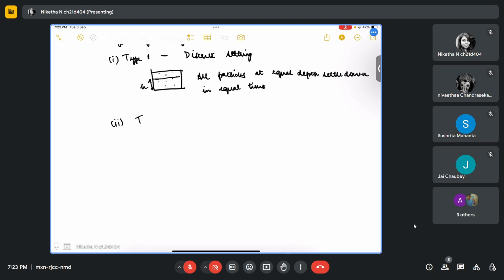So the second type of settling is called type 2 settling. Can you tell me what is an alternative name for type 2 settling? Continuous? No, this is not a function. Flocculent settling. So yeah, flocculent settling.